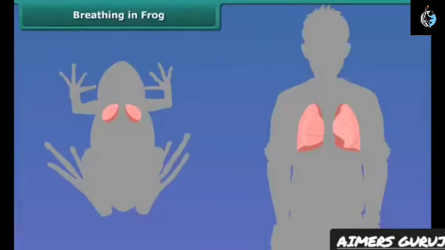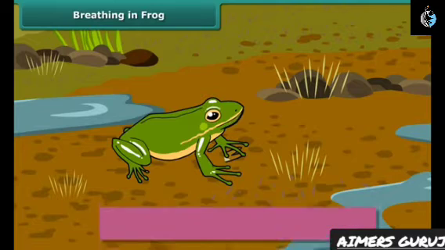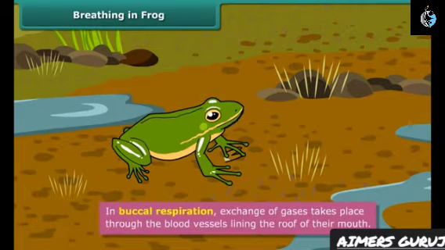Frogs, like human beings, have lungs. They use their lungs for breathing. But since their lungs are not well developed, they use two other types of respiration. One is buccal respiration and the other is cutaneous respiration. In buccal respiration, oxygen is absorbed and the blood vessels that line the roof of their mouth expel carbon dioxide. During this process, the passage to the lungs remains closed.